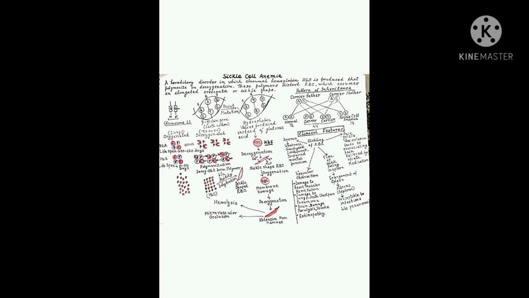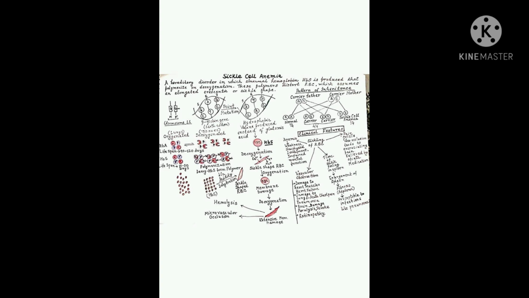So the total number of RBCs reduces. The total capacity of blood to supply body tissues with oxygen reduces, and that is why the person suffers from anemia, and the anemia is called sickle cell anemia. Now here we see why it is a hereditary disorder.